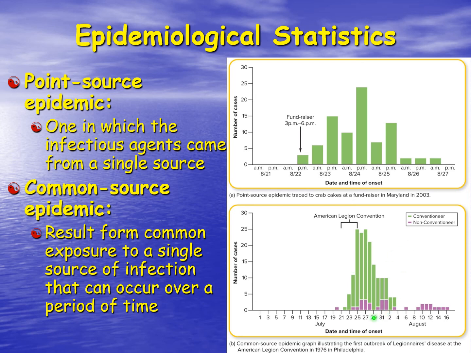But what they also found was that there were a few cases of non-conventioneers. Those that did not attend the convention did have or were in close proximity to the hotel. They weren't in the hotel, but they walked by the hotel, or they were within a short block area of the hotel. So what they thought was that water evaporating from the cooling towers on top of the hotel floated down into the surrounding environment through the air.